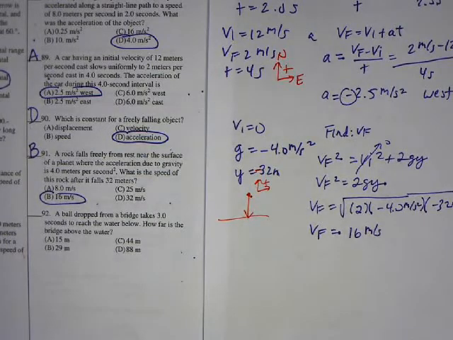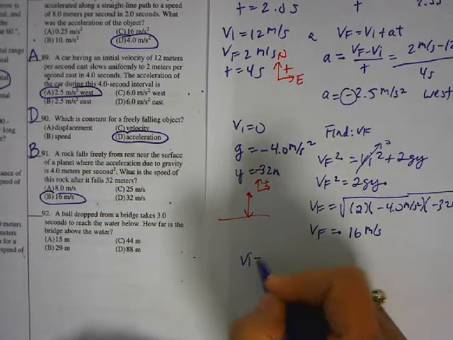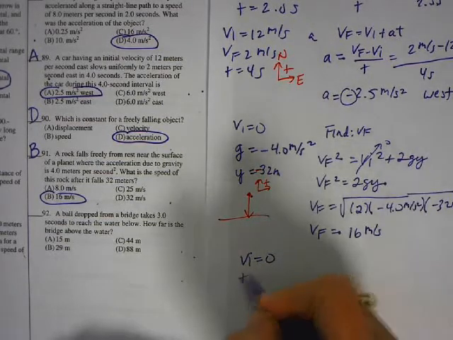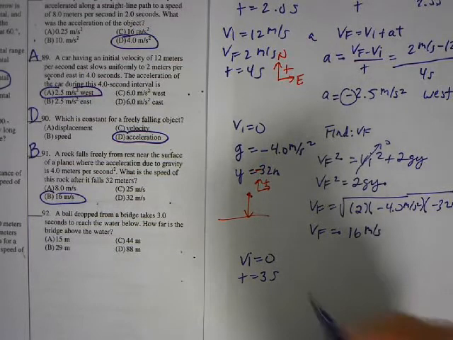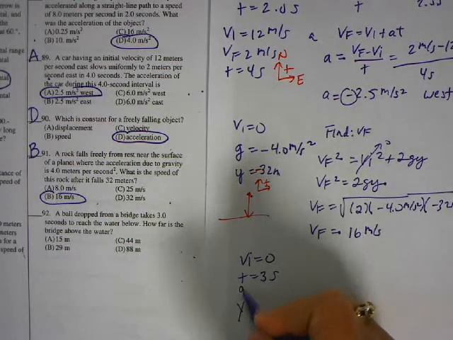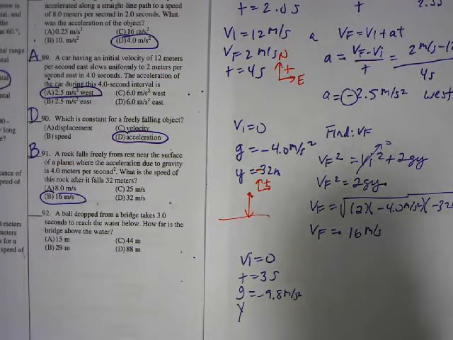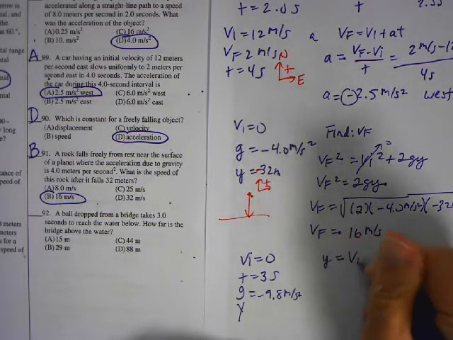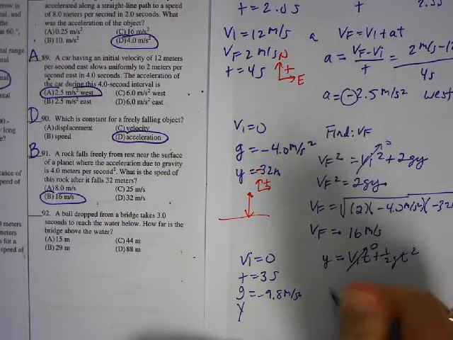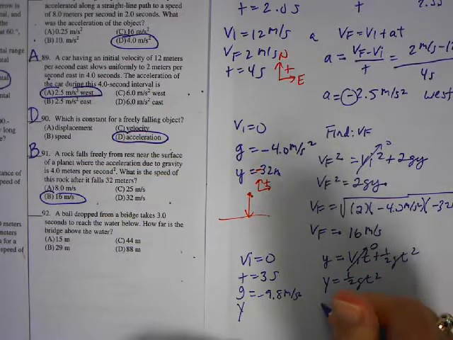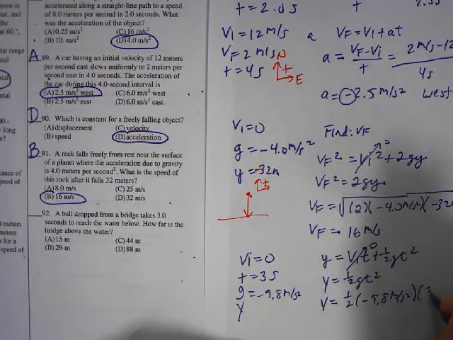Number 92, a ball dropped from a bridge takes 3 seconds, so it's dropped, so I know the initial velocity is 0. It takes 3 seconds, so that's the time. How far is the bridge from the water? So I want to find Y, and the only thing I'm missing here, when something's falling, the acceleration acting on it is the acceleration due to gravity, negative 9.8 meters per second squared. So Y is equal to VIT plus 1/2 GT squared. This goes to 0. So Y is 1/2 GT squared. So Y is equal to 1/2 negative 9.8 meters per second squared times 3 seconds squared.